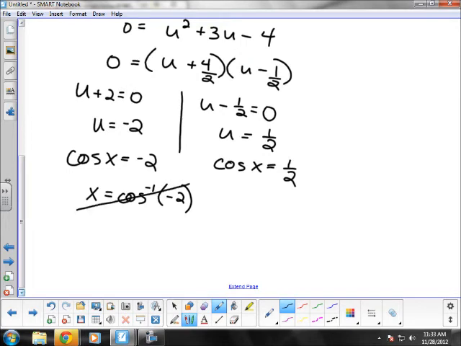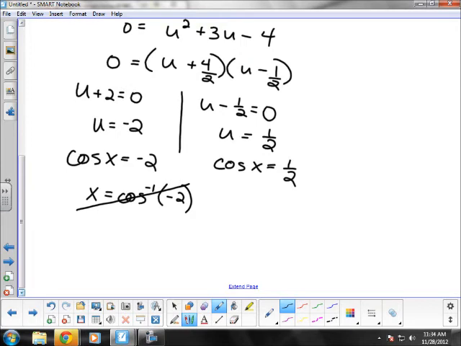Okay, so that one doesn't give me a solution. So you just mark that one out. I still have this other one that's going to give me a solution, right? That's called an extraneous root. Y'all remember those from algebra? Didn't do anything wrong. We just got something that doesn't actually apply to this situation.